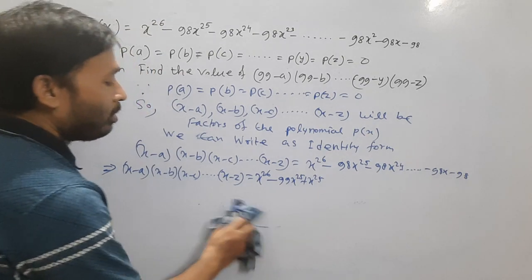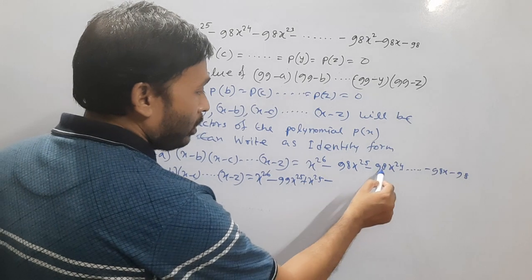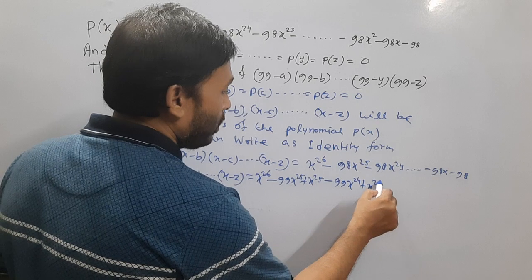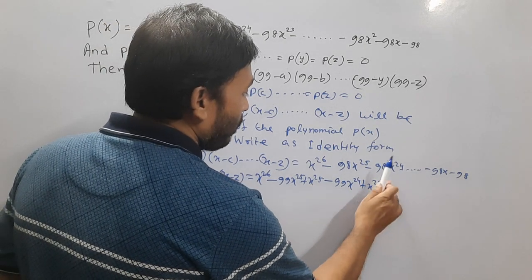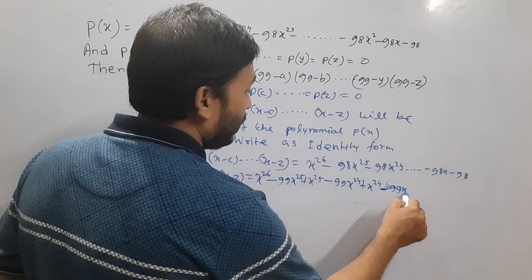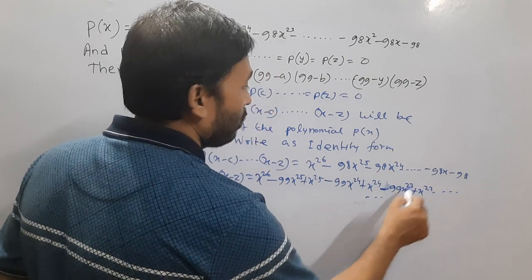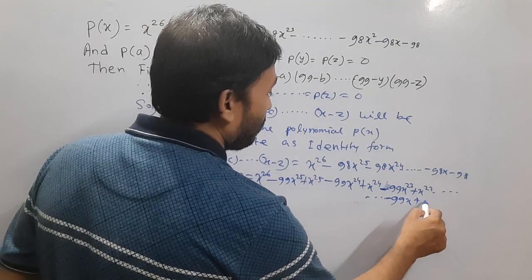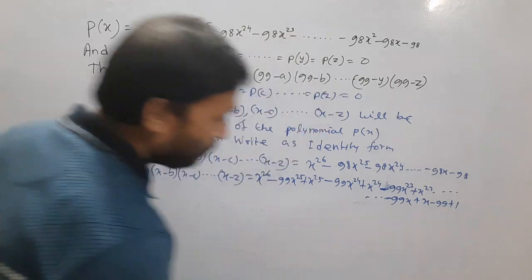similar rules we can write, 99 x to the power 24 plus x to the power 24, minus 99 x to the power 23 plus x to the power 23, and so on, minus 99x plus x, minus 99 plus 1.